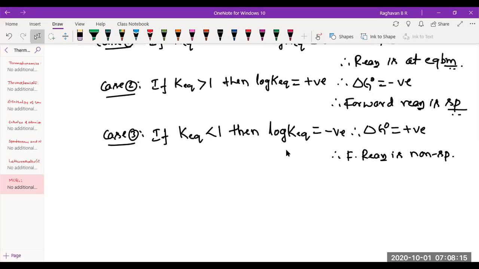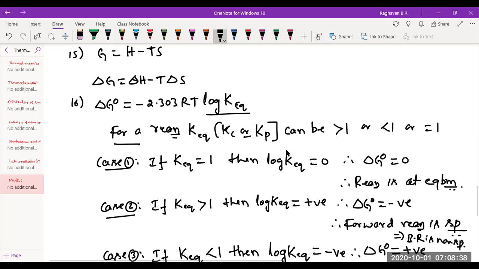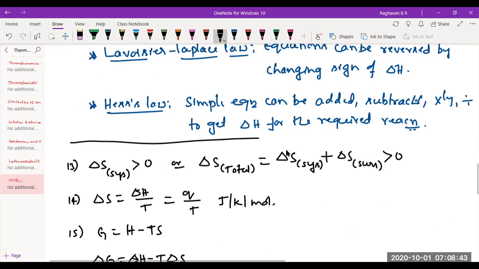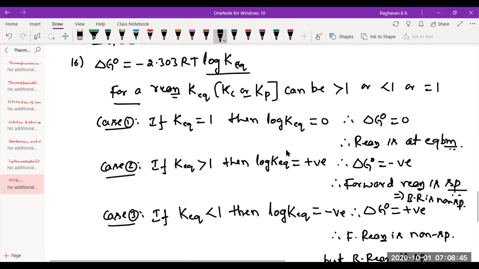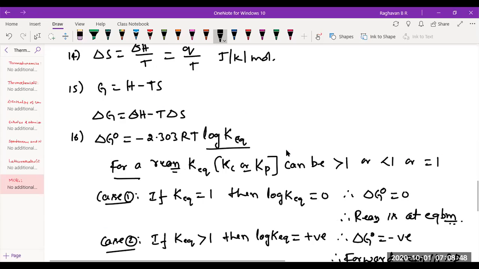But the backward reaction is spontaneous. That's how it is. In the previous case you can conclude the forward reaction is spontaneous, therefore this implies the backward reaction is non-spontaneous. So there will be questions where they give K equilibrium and ask you to calculate delta G naught and vice versa. So these are some of the equations and concepts in thermodynamics.